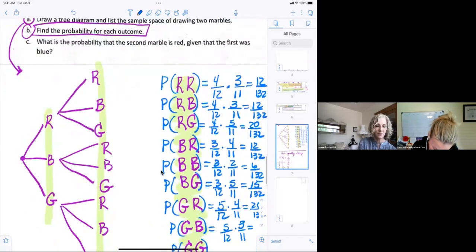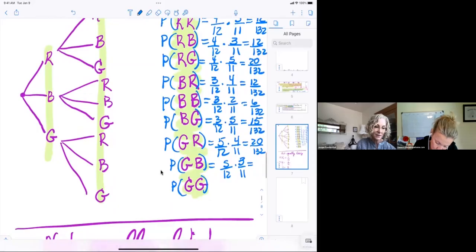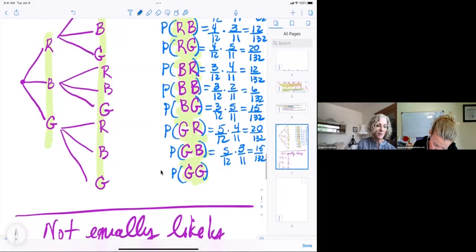Is there still a blue one? Yes, there's still 3 blue marbles in the bag. So 15 out of 132. And then the last probability, green, green, is 5 out of 12. Take a green marble out, there's 11 in the bag, and because you took a green marble out, there's only 4 green marbles left.